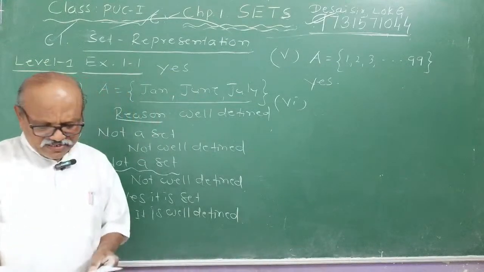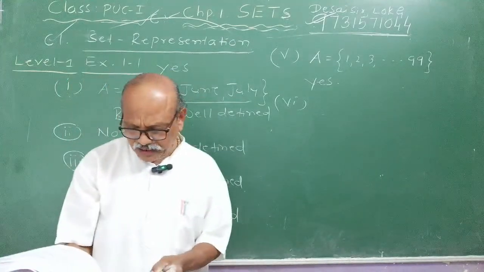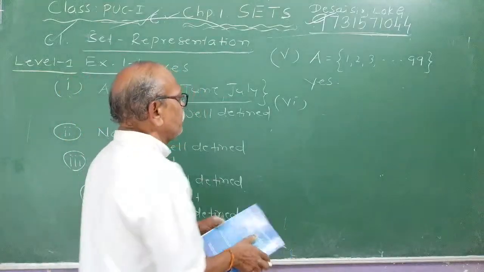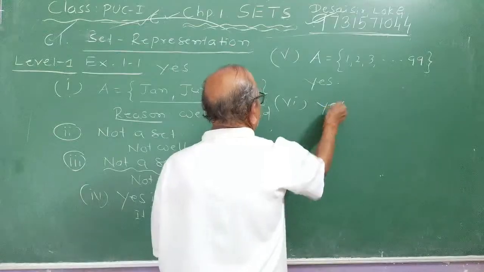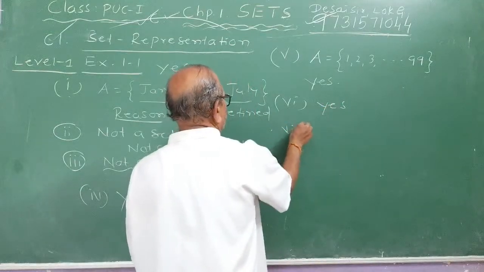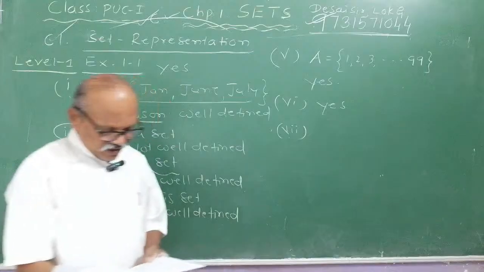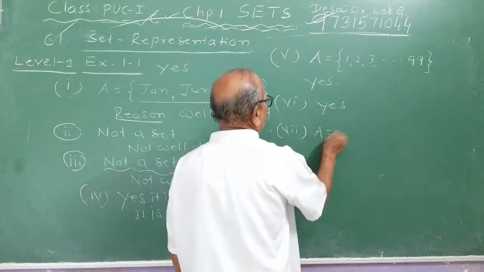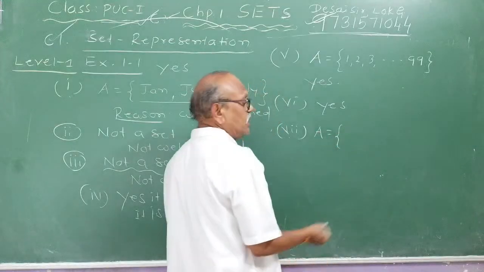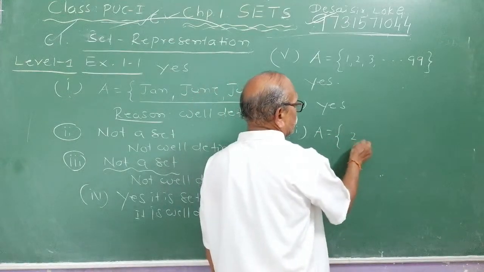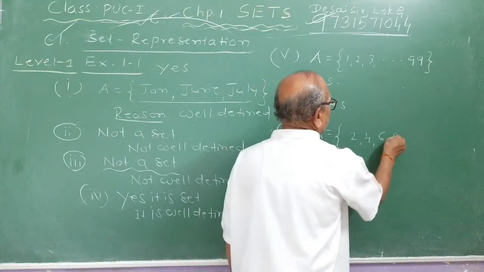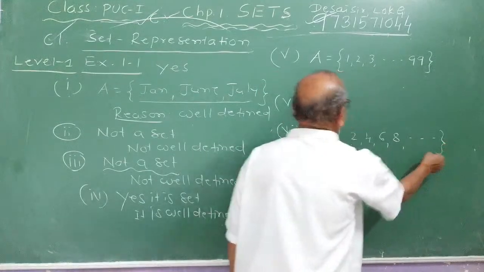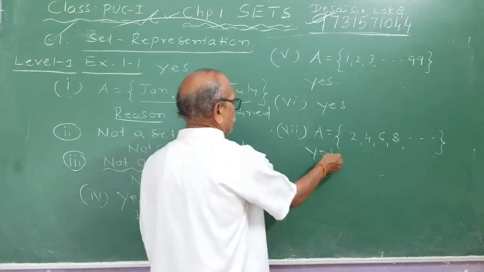A collection of novels written by the writer Munshi Prem Chand. Can you write? Yes, it is well defined. Yes, it is a set. You have to identify because it is well defined. Right? Seventh one. The collection of all even integers. Look at here. All even integers. What are the even integers? 2, 4, 6, 8, so on. Even negative integers also. Means a collection of all even integers is a set. Yes, it is well defined.